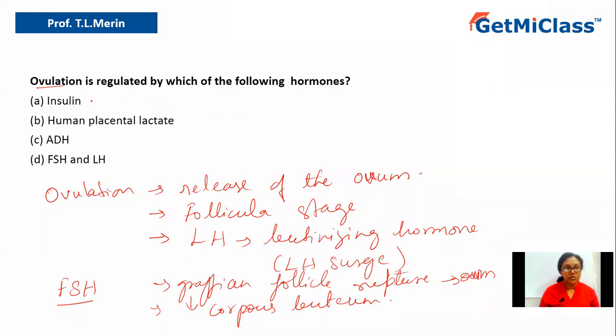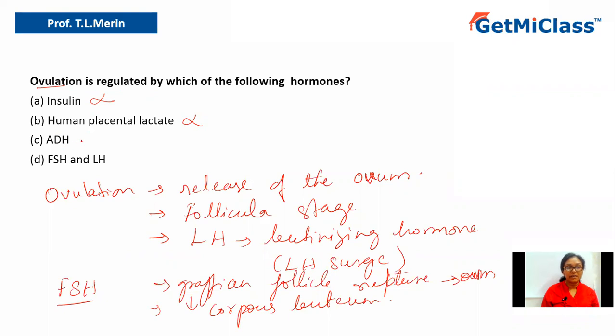Let us look at the options. Option A says insulin. Insulin is nowhere related to ovulation here, because it is a hormone which is involved in maintaining the glucose level of the blood. Hence, option A is ruled out. Option B says human placental lactate. This hormone is necessary for the lactation process, not the ovulation process. Hence, B is ruled out.